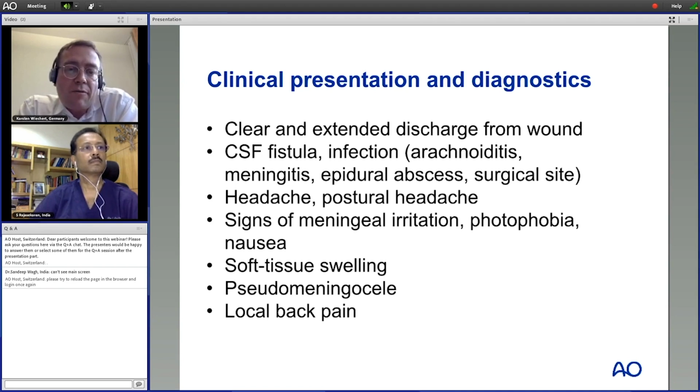Patients frequently present with a headache, usually a postural headache, and they have some signs of meningeal irritation, photophobia, nausea, etc. If you do not have that much discharge, you have soft tissue swelling and can easily develop a pseudomeningocele. Patients usually have local back pain, but in a rather early postoperative period, they have back pain anyways for a few days. So this is probably not the easiest sign to look out for.